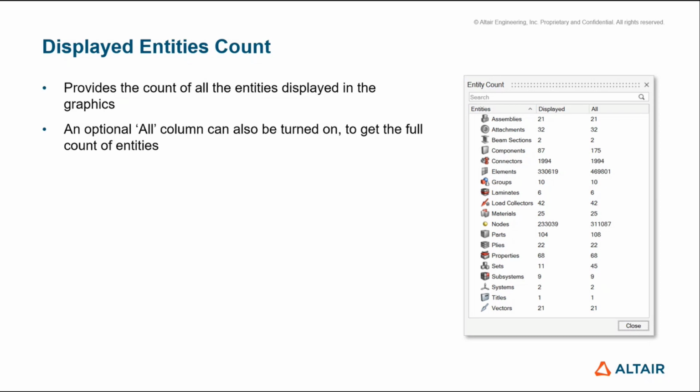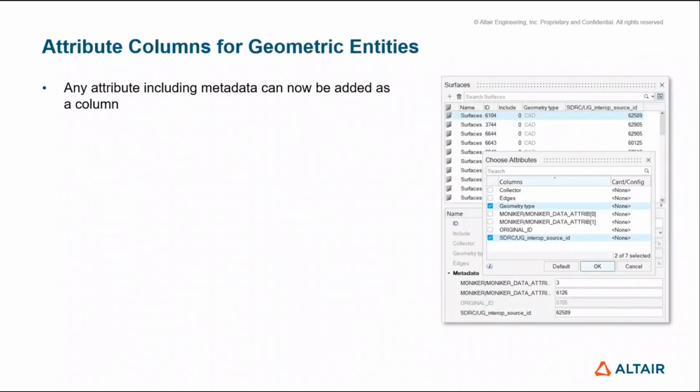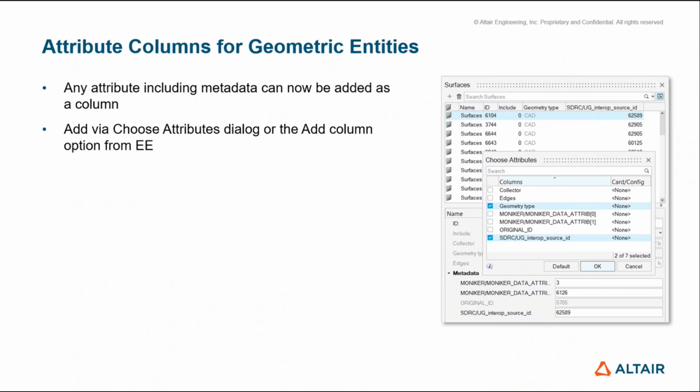We also have an optional all column, so that if the user wants to compare the displayed entity count with the overall count, and maybe share this information with colleagues, they can do that. So we have that as an option, and it can be invoked via the context menu in the model browser. Next, we have opened up or supported the attribute columns for the geometric entity views. Now any data can be added as a column either via the entity editor or from the choose attribute dialog.